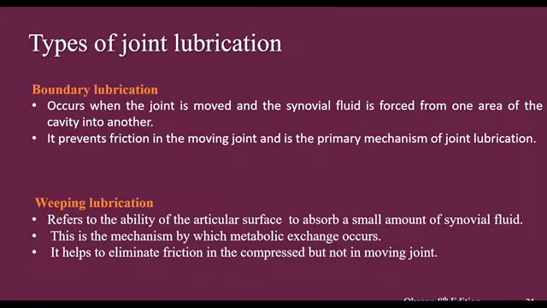Types of joint lubrication. There are two basic types of joint lubrication: boundary lubrication and weeping lubrication. Boundary lubrication occurs when the joint is moved and the synovial fluid is forced from one area to the other cavity. This boundary lubrication prevents friction in the moving joint, and it is the primary mechanism of joint lubrication.